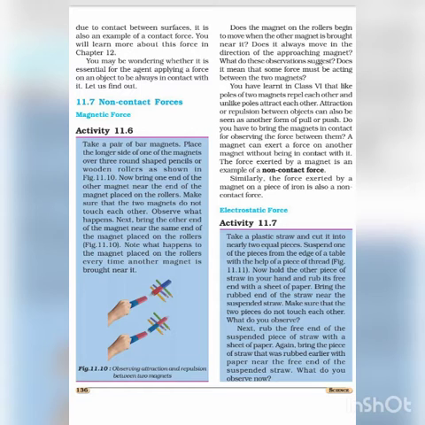Now hold the other piece and rub its free end with a sheet of paper. Bring the rubbed end of the straw near the suspended straw, making sure the two pieces do not touch each other. Next, rub the free end of the suspended straw with a sheet of paper. Bring the piece of straw that was rubbed earlier near the free end of the suspended straw. Now let us see what we can observe.